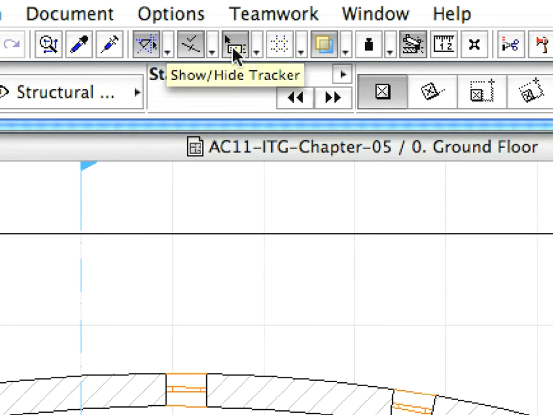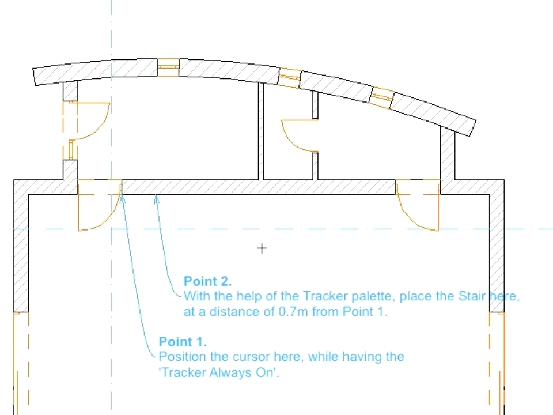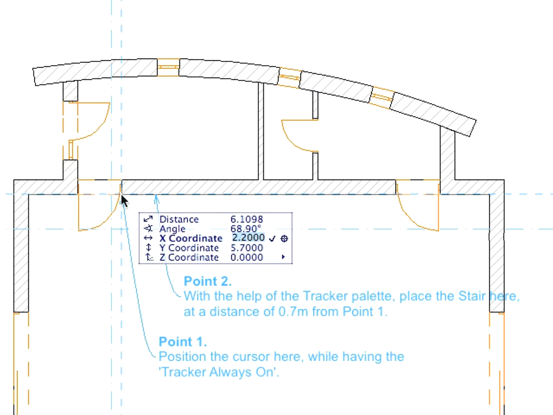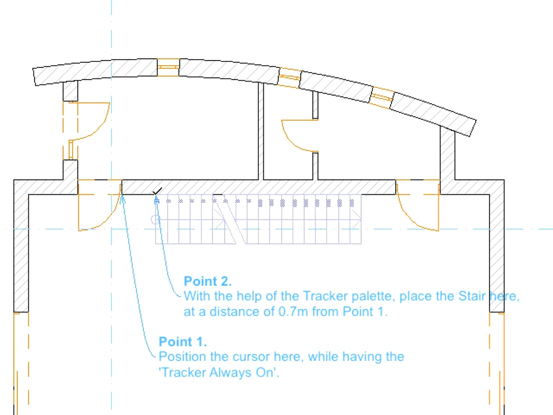Switch on the tracker on the standard toolbar. Position the cursor over the bottom right corner point of the door opening in the exhibition space, point 1. Now type X. The tracker will fold out and the current X coordinate will be highlighted and selected. Type 0.7 plus and see how the cursor moves 0.70 meters to the right, and the tracker displays the new X coordinate. Hit the Enter key to place a stair at this position.